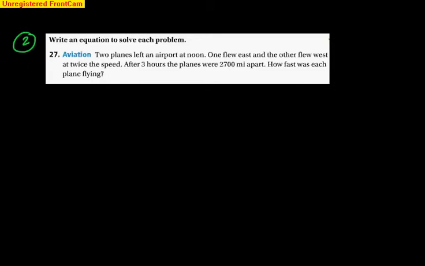Okay, I always like to draw a picture. So here we go. Here's the airport. A for airport. One plane was traveling east, so that's east, and one plane is traveling west. This is west. Now, the one that flew west was traveling at twice the speed, so they went farther. And the time it took was 3 hours, and they ended up a distance of 2,700 miles apart.